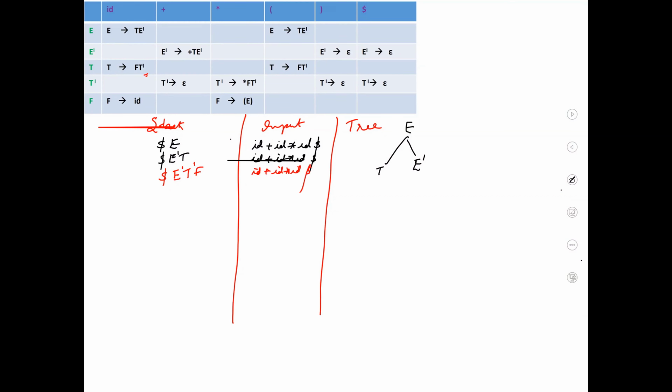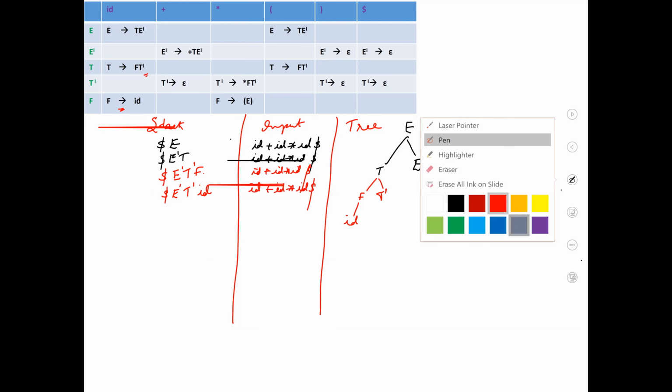So what have you done? T, you have replaced it with F T dash. So now you are encountering F and ID. FID, what you are going to do is you should be replacing F with ID. So you write dollar E dash. T also nothing is happening. T dash, nothing is happening. F, you are replacing it with an ID. F is being replaced with an ID, and here you have ID plus ID into ID dollar.